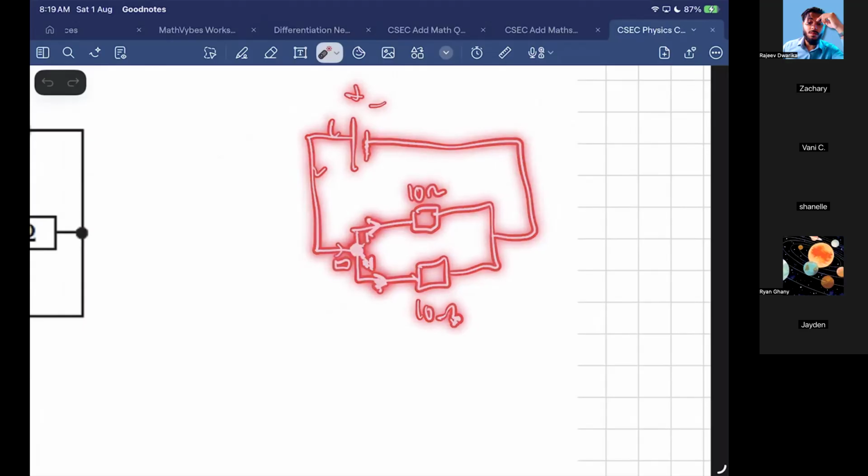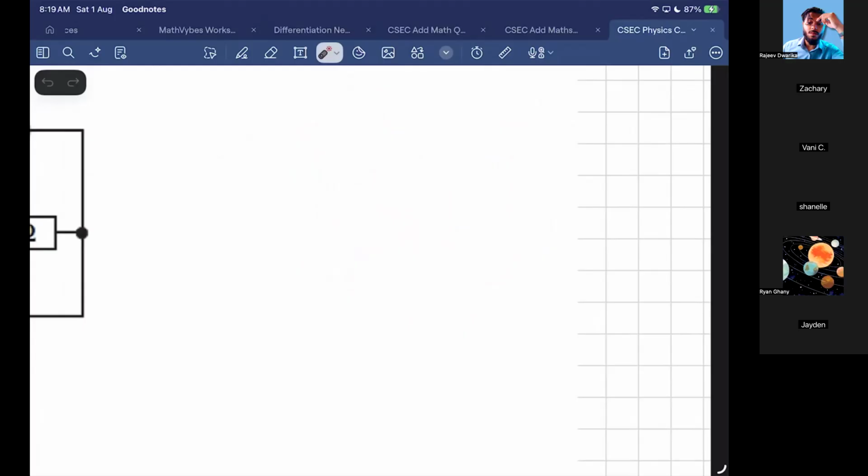Now, do you understand what a resistor does? Yes, sir. What does it do? Basically, it slows down the amount of current passing through. Well, it slows down the flow of electricity. That's definitely what it does. And you could think of it like it limits the flow of current.